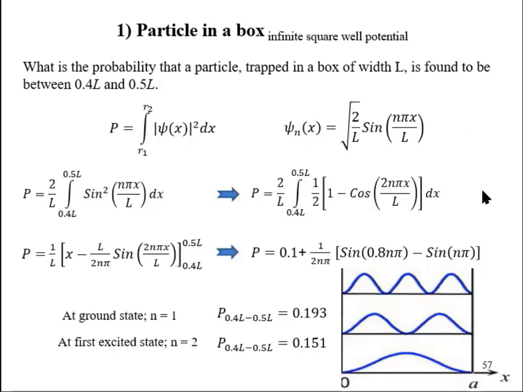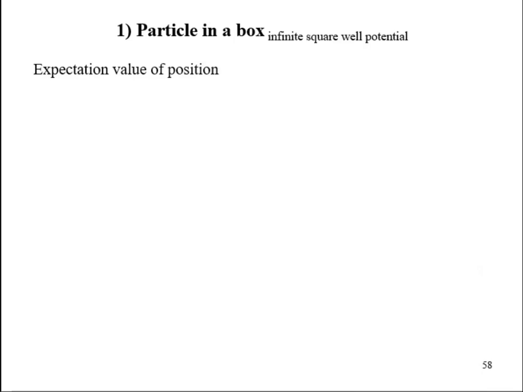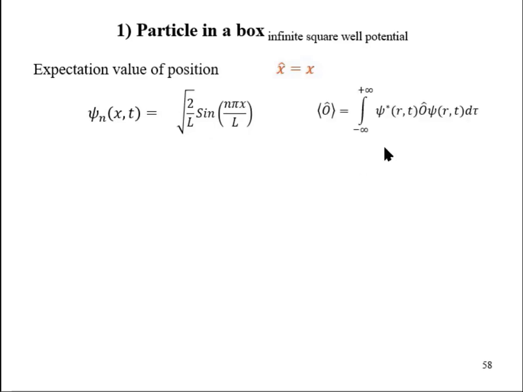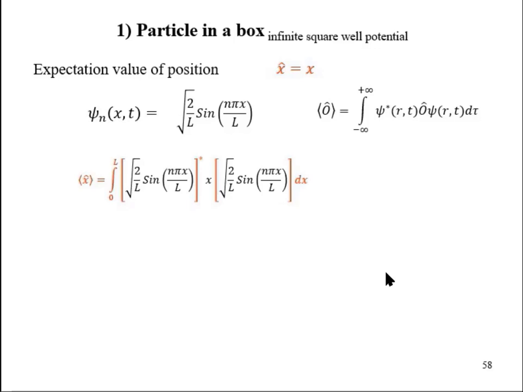Similarly, we can find the expectation value of the position of the particle in the same problem. Now, what do you need for this information? The first is the operator, the second is the wave function, and the third is the formula for the expectation value. On solving, we get the expectation value of position equal to L by 2, irrespective of n.